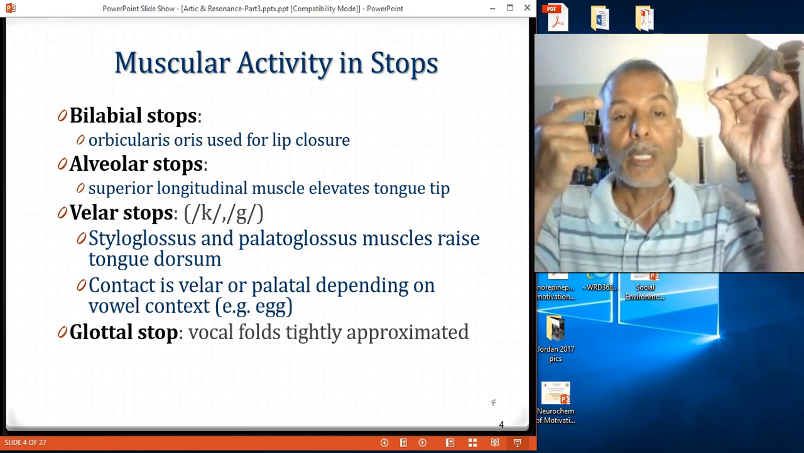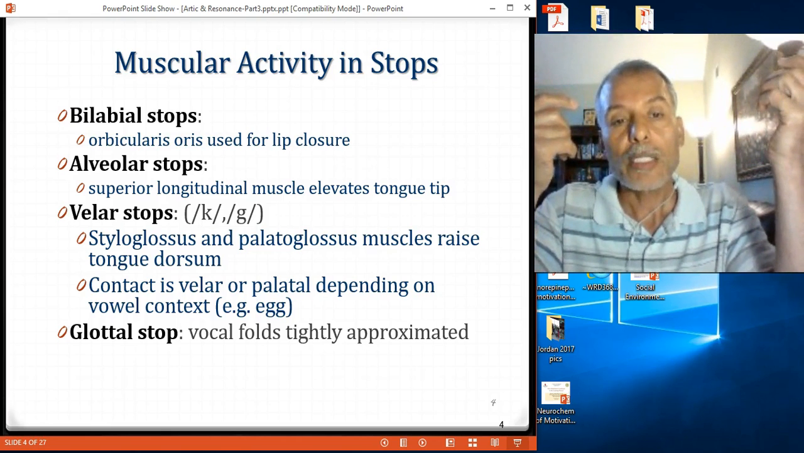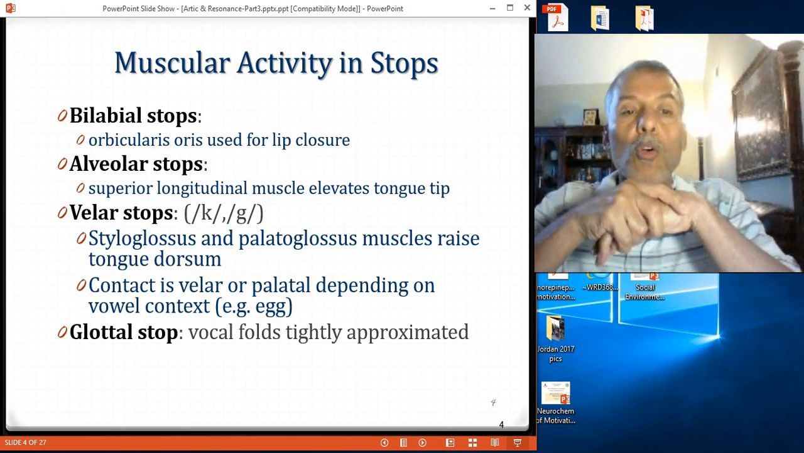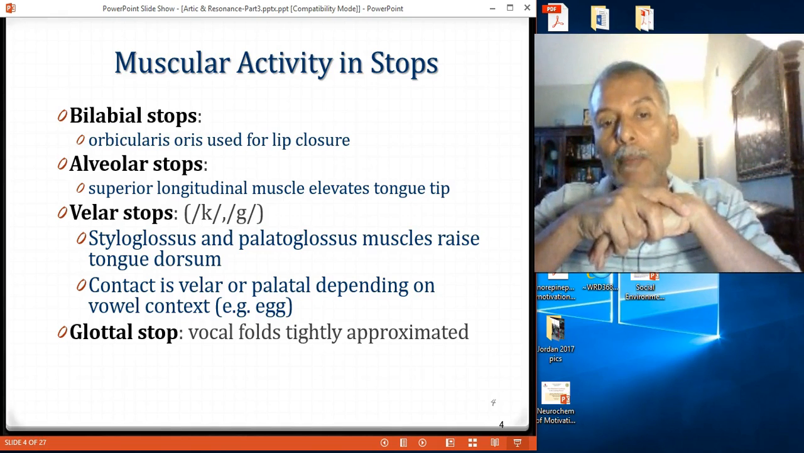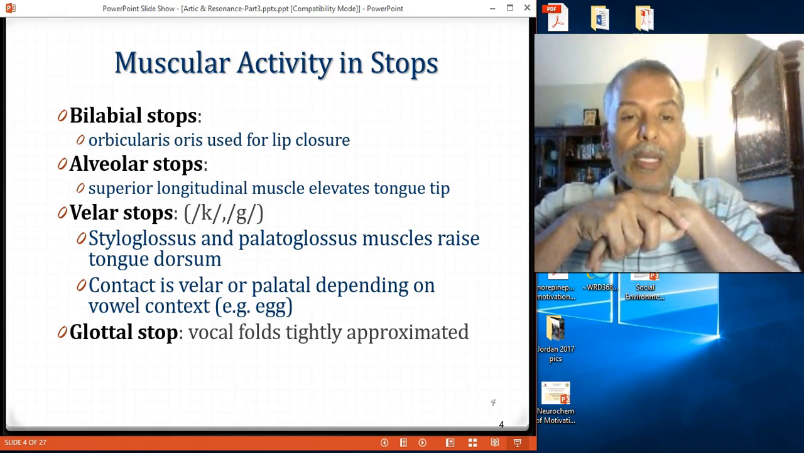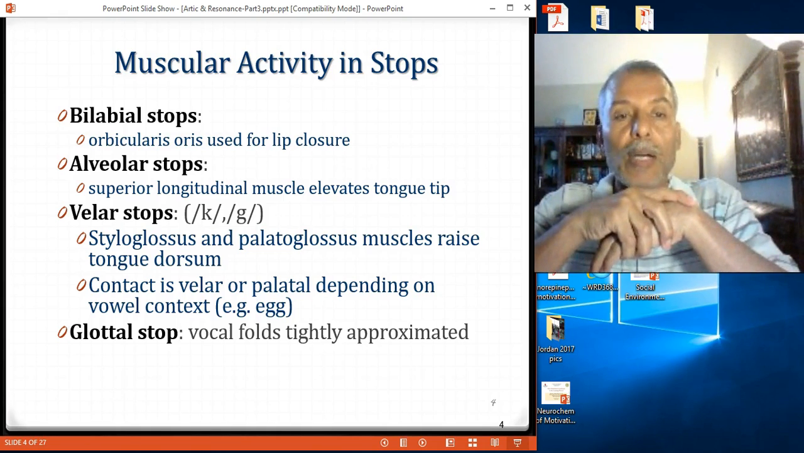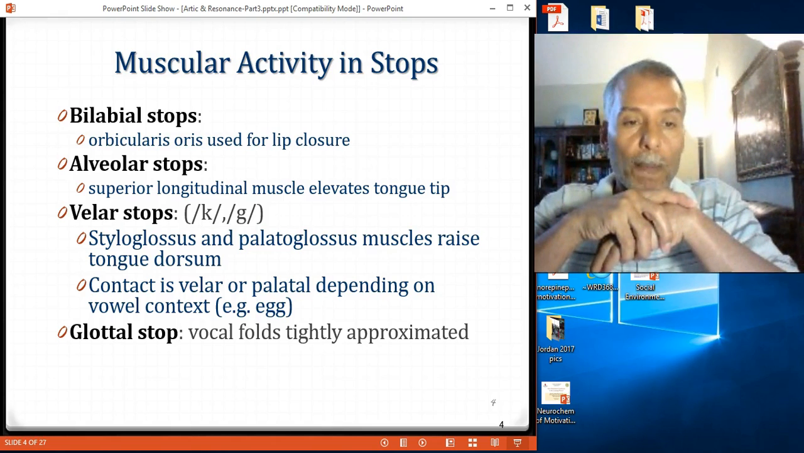For this reason, it can be palatalized as you make a word, not a sound. So in context, in spontaneous speech, this happens, but not in single sounds. In single sounds, when you say ka and ga, both of them are velarized. However, one is voiced, one is not.